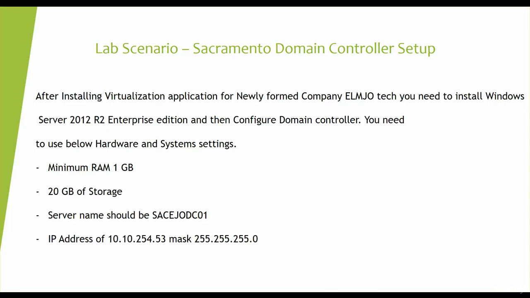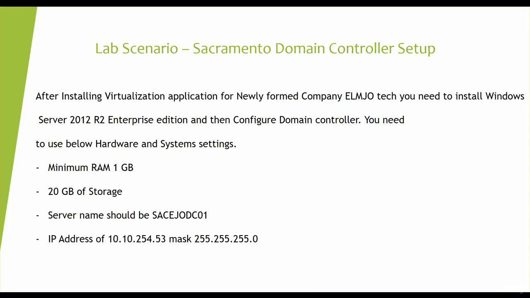After installing the virtualization application, you need to install Windows Server 2012 Enterprise Edition for Elmjo company, and then you need to configure the domain controller. So once you install the operating system, then you will have to configure the domain controller, and the system settings and hardware settings are as below. So we will have to use the minimum RAM of 1 GB and 20 GB of storage, and the server name should be SAC-EJO D01, which is again a naming convention for the Elmjo company.